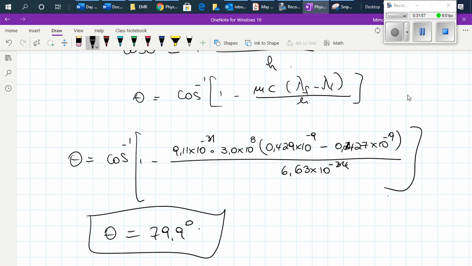Okay, so this is the Compton effect, or the scattered X-ray. Okay, this is the video for the Compton effect.